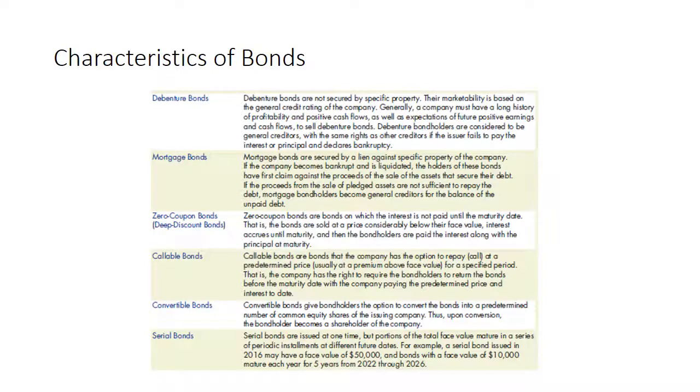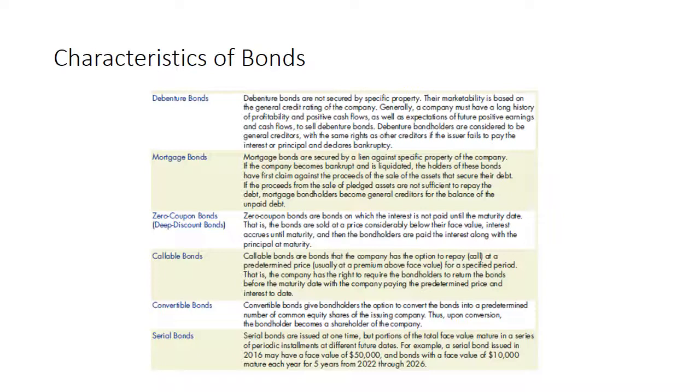So there are different characteristics of different kinds of bonds. Debenture bonds are bonds that don't have collateral on them. So a company sells a debenture bond to a bondholder. The bondholder buys that with the good faith credit of the company selling it.